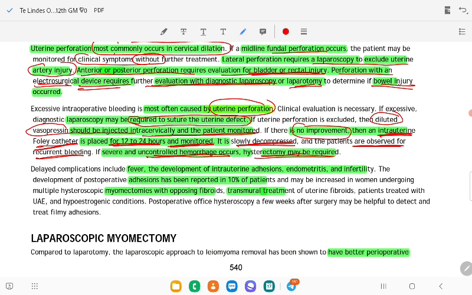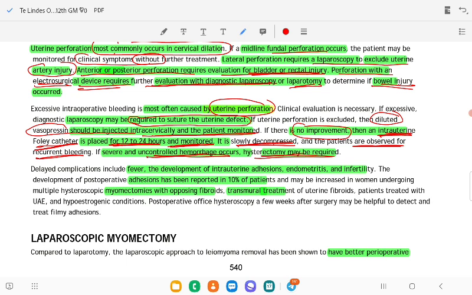How will you manage uterine perforation? If it is a midline fundal perforation, the patient should be monitored for clinical symptoms without further treatment. If it is lateral perforation, it requires laparoscopy to exclude uterine artery injury. If it is anterior and posterior perforation, bladder and rectal injury has to be ruled out. Perforation with an electrosurgical device requires further evaluation.